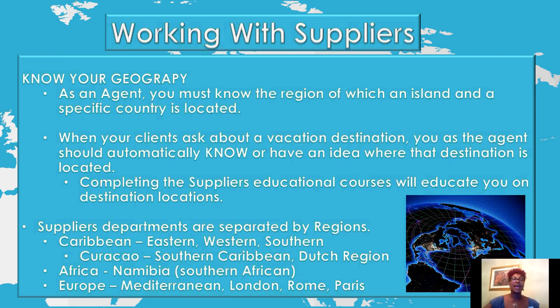Working with suppliers, guys, as travel agents, we should know our geography. We should know the regions in which a specific island or a specific country is located. It gives us confidence. It makes us look like knowledgeable agents, of course, and I know a lot of us are fairly new, and you may be hesitant because you're not sure of what to say, but if you just spend some time looking at maps and looking at where certain islands are, just go on Google and take some time to scroll and look and do the whole circular world thing and go on all angles and take a look at different islands and different countries and where they're located.